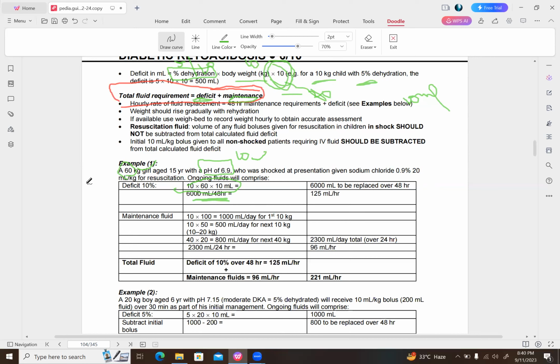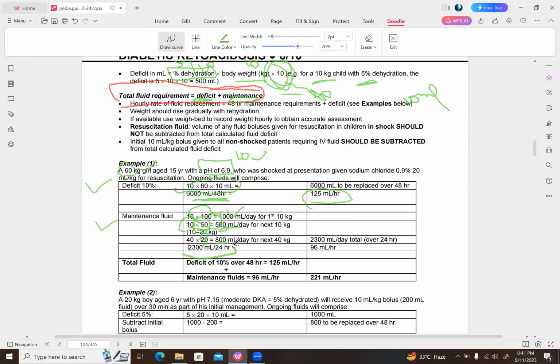This is the deficit, and then you add the maintenance fluid along with it. If you divide it over 48 hours, then it becomes 125. For the first 10 kg, it is 100 multiplied by 100, it is 1000. For the next 10 it is 50, so it becomes 500. For the next it is 20, so 40 into 20 becomes 800.